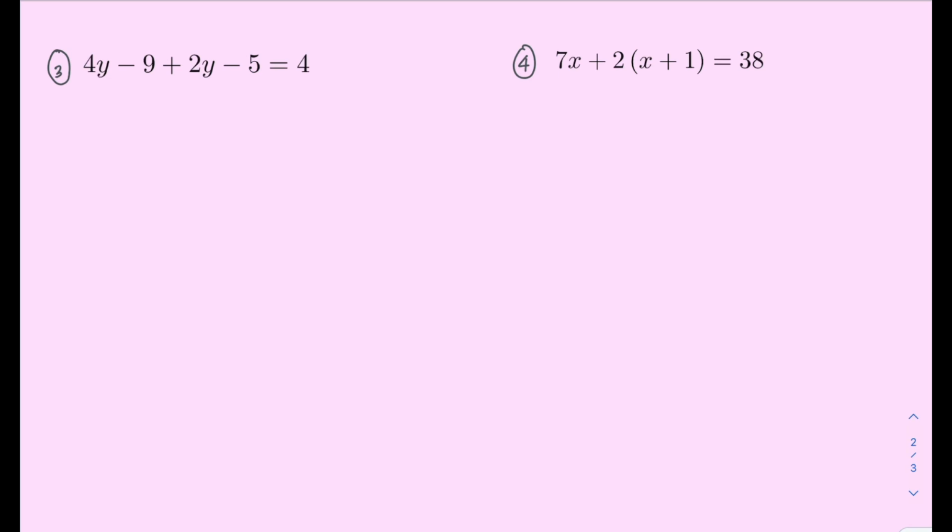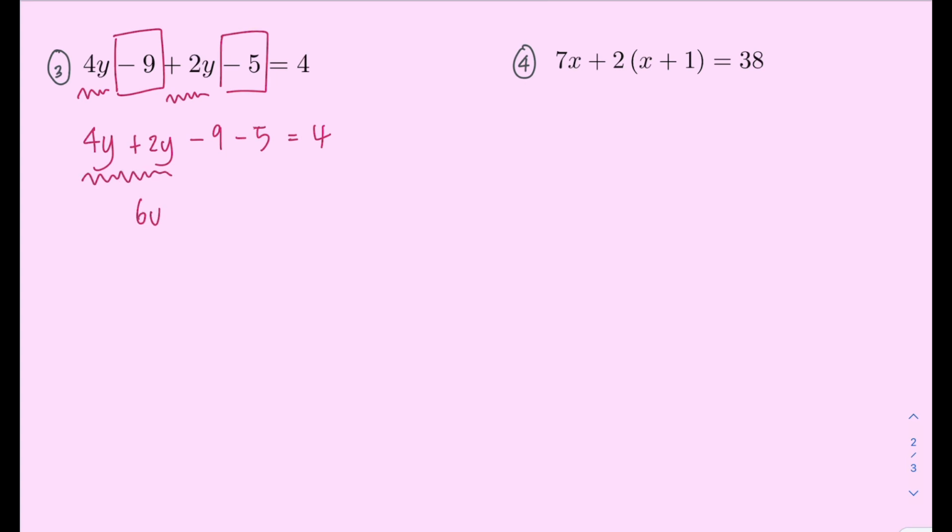Question number 3, we have 4y minus 9 plus 2y minus 5 equals to 4. So let's start by collecting the like terms, which are the y's in this case. So we have 4y plus 2y, and the constant terms, minus 9 minus 5 equals to 4. 4y plus 2y gives you 6y. Negative 9 minus 5 is negative 14, and that equals to 4.